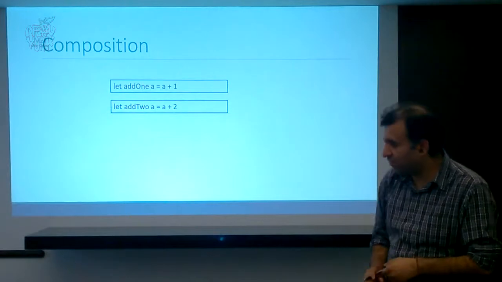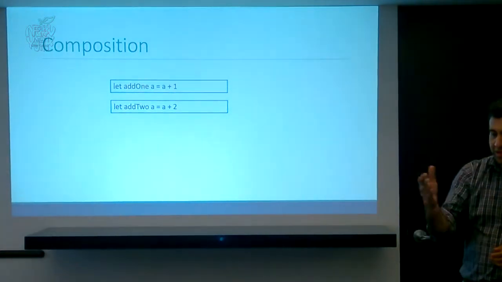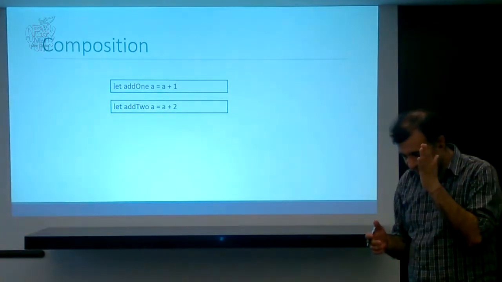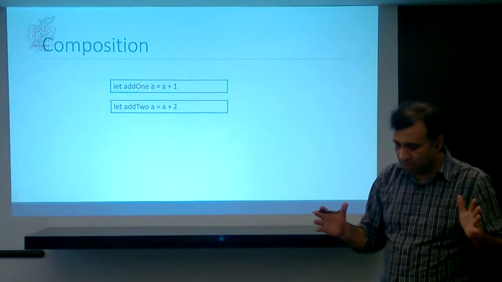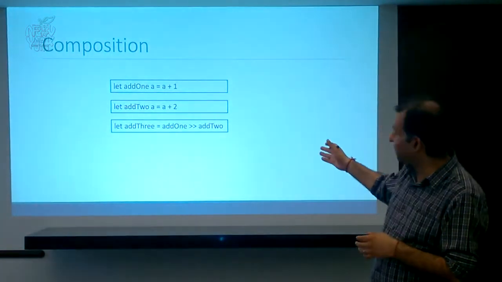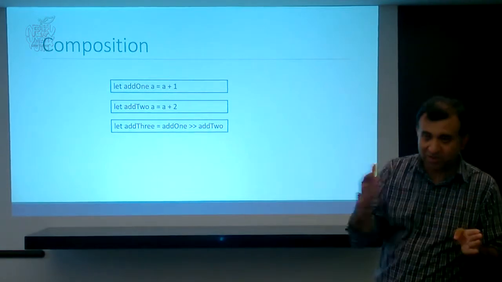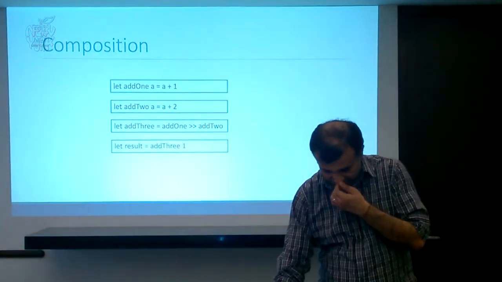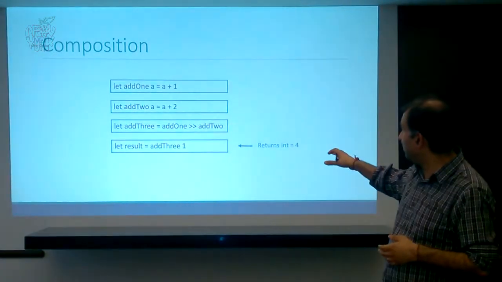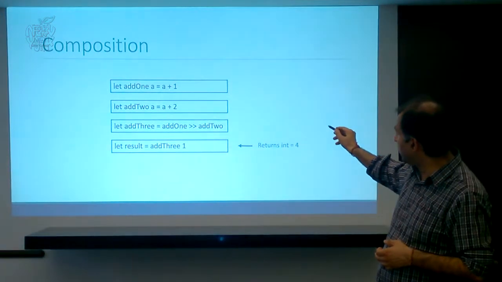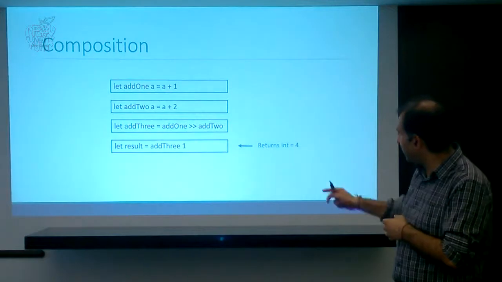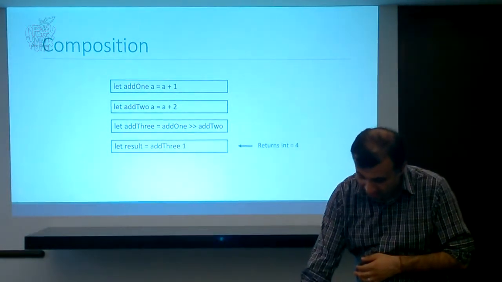Composition: you have a function, let's say f, that takes an input x and gives you a value y, and you have another function g that takes y and gives you z. You can combine these two functions and say you have another function, so what happens is you take x and you get z back. So this is called composition. It will take a plus 1, and this function will say a plus 1 plus 2. So if you supply a as 1, it will give you 4 as an answer.